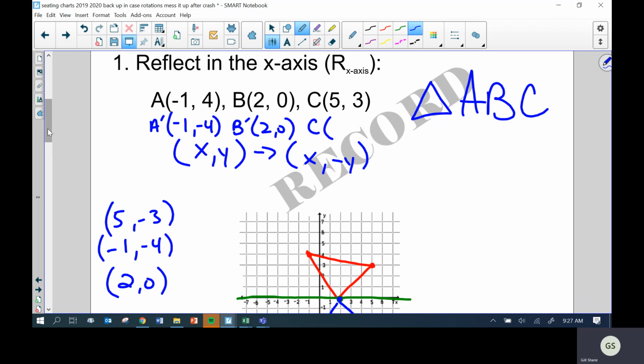B prime would be 2, 0, because flipping the sign of 0 doesn't do anything. And then C, we don't change the 5, the X stays the same. We flip the sign of the 3. Again, we don't just make them negative, we flip the sign. So if we would have had a negative sign, it would have flipped to positive. Now we can check and see if we got the same thing. 5, -3, 5, -3. -1, -4, -1, -4. 2, 0, 2, 0.